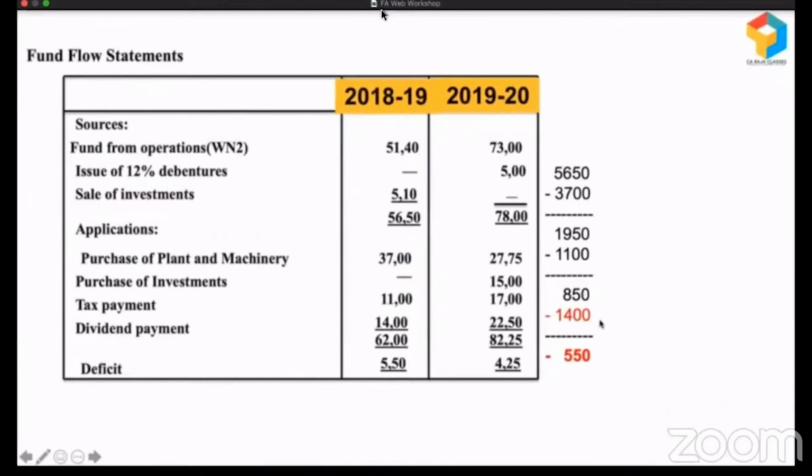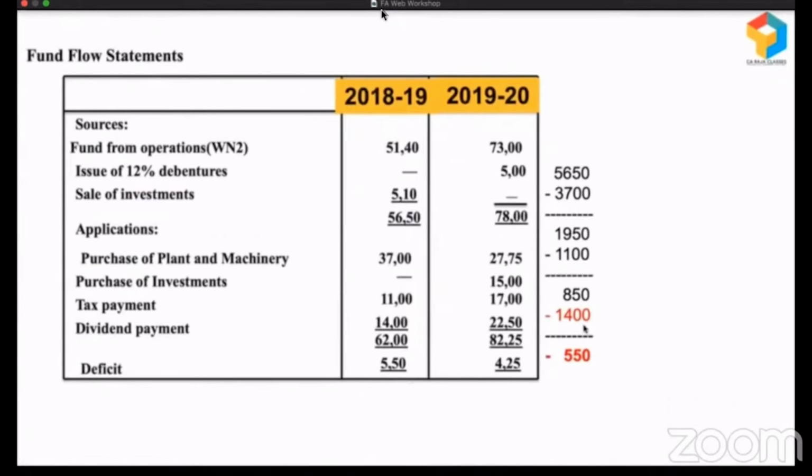So this shows their financial discipline. When they have only 850, why are they paying 1,400? That's not right, right? This is not a wise approach. Ideally, when they purchased plant and machinery of 3,700, they should have raised some long-term funds. Some portion of this 3,700 could have been funded by long-term funds, and that would have left a good amount of surplus so that they could have paid this dividend easily.